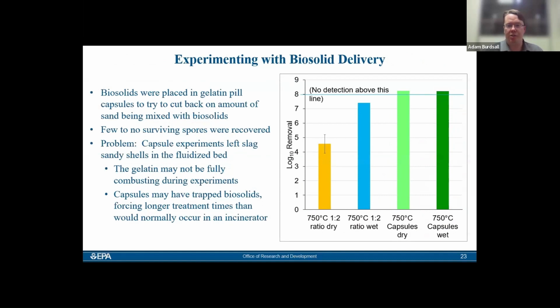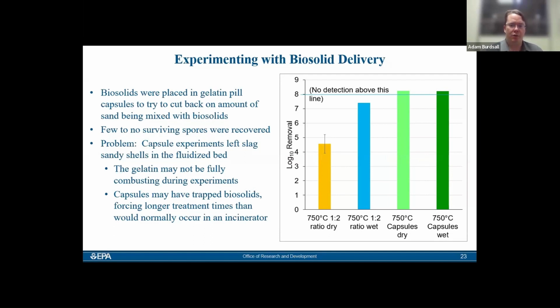One of the biggest challenges to making this bench scale incinerator work was how samples could be delivered into the furnace without samples bottlenecking or sticking in the feeder. One way we tried to cut back on the sand that we were using to mix with the biosolids was to put the contaminated biosolids into gelatin pill capsules. This eliminated most of the sand that we mixed with the biosolids, but some sand was still necessary to keep the pills from sticking together once the moisture started to dissolve the gelatin.